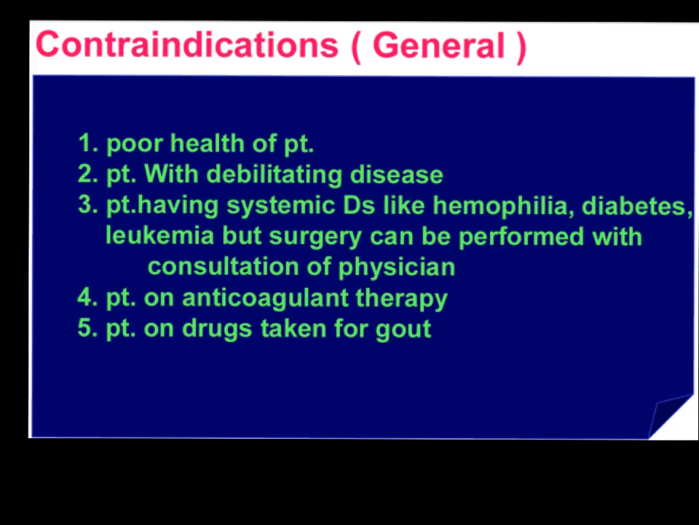While general contraindications include poor health of the patient or patient with a debilitating disease, patient having systemic diseases like hemophilia, diabetes, leukemia, but surgery can be performed with consultation of the physician. Also, patients on anticoagulant therapy or patient on drugs taken for gout. In all these cases, the physician consultation is needed.